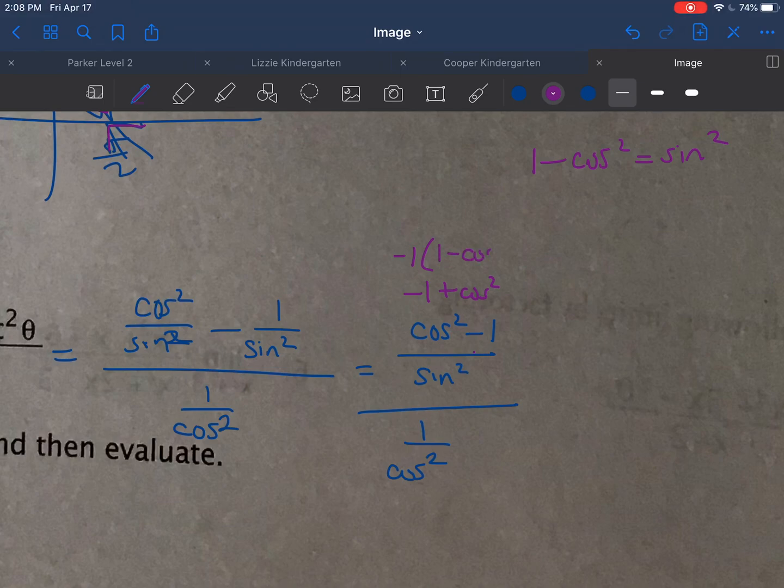Now we have minus cosine squared, which is super helpful because now when we come back down here, I'm going to change this cosine squared minus 1. It's now going to be negative 1 times sine squared over sine squared all over 1 over cosine squared.